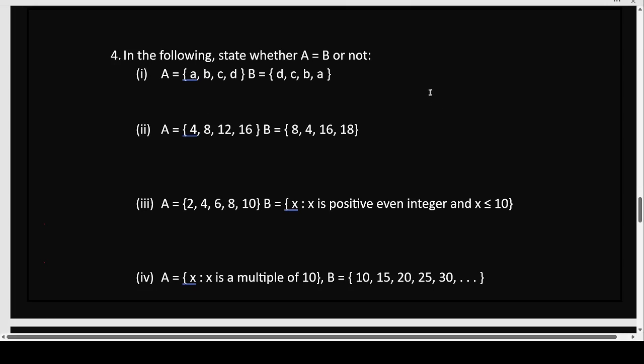The next question. In the following, state whether A equals B or not. You can see in set A, the elements A, B, C, D are there. Set B has the elements D, C, B, A. All the elements of A are present in B also. Order may not be the same. So A equals B.